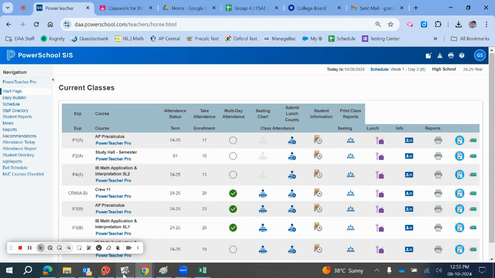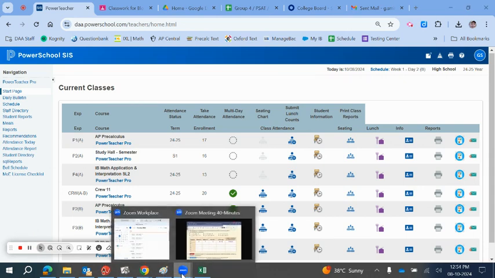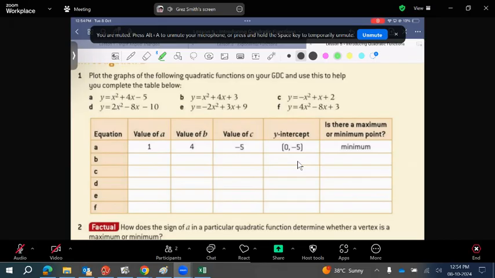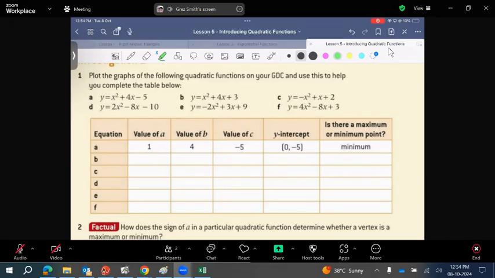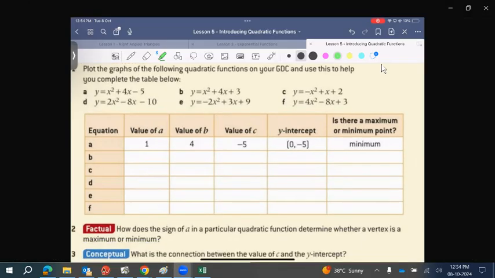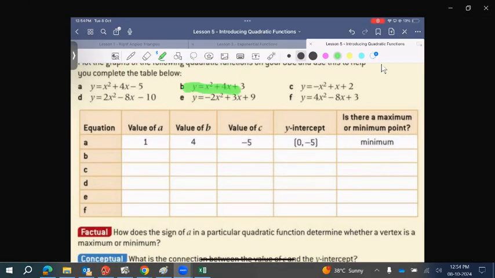Let's have a look at the results of our investigation. So here in this first one, what are the values of a? We've got 1, 4, and 3. That's 1, 3. What's the y-intercept?